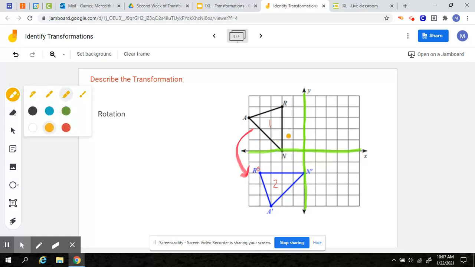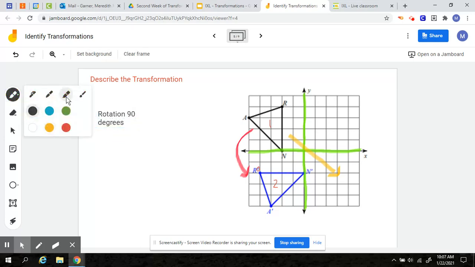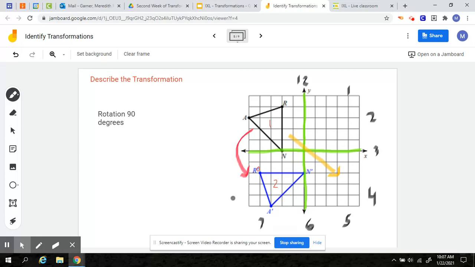So remember, if it's 180, it would have to be here, that yellow line in that opposite corner. Okay, so I know that this is a rotation, 90 degrees, and now I have to say which direction it's going. So for this, I like to draw a big clock. 12, 1, 2, 3, right? If you put your numbers around it, make it look like this is a giant clock, it will be very easy to then tell which direction it's going.